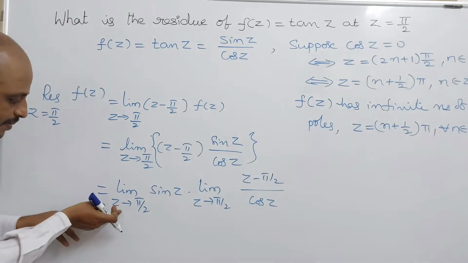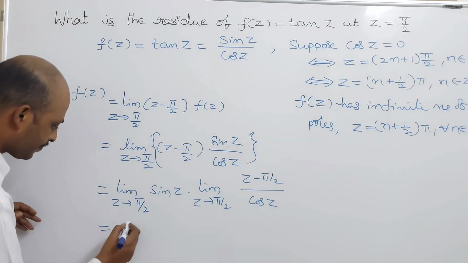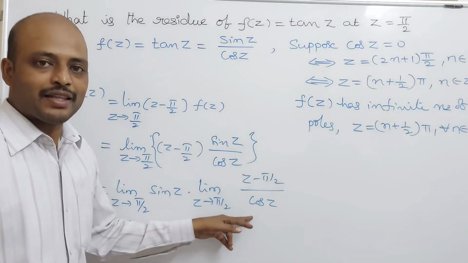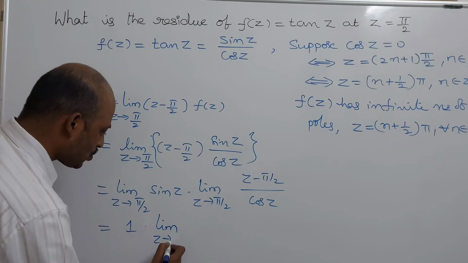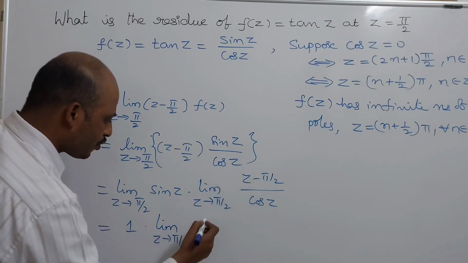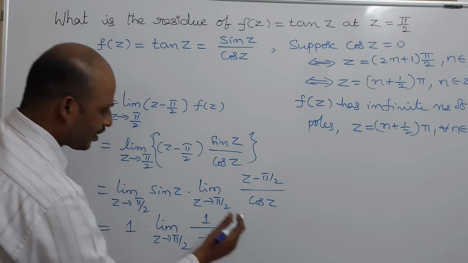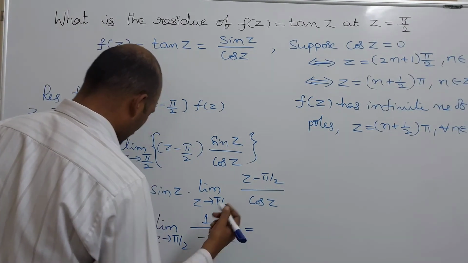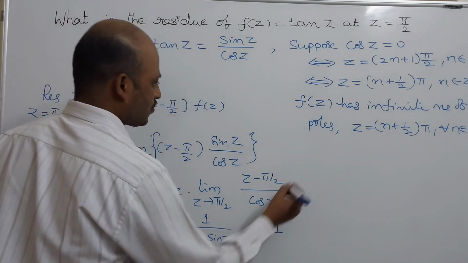For the first term, as z tends to π/2, you get sin(π/2), which is equal to 1. Now apply L'Hospital's rule for the second term. The derivative of the numerator is 1 and the derivative of the denominator is −sin z. Now applying the limit, you get 1 times 1/(−1). Finally you get −1.